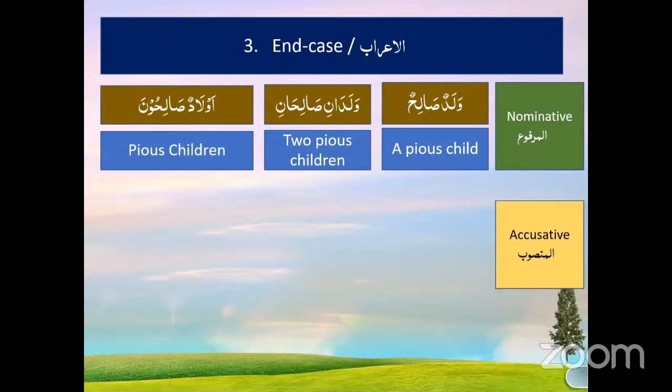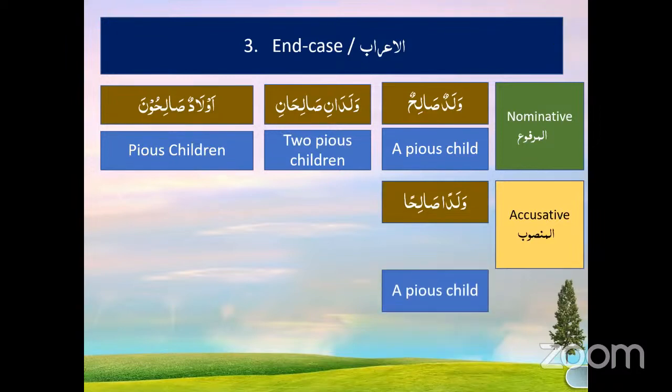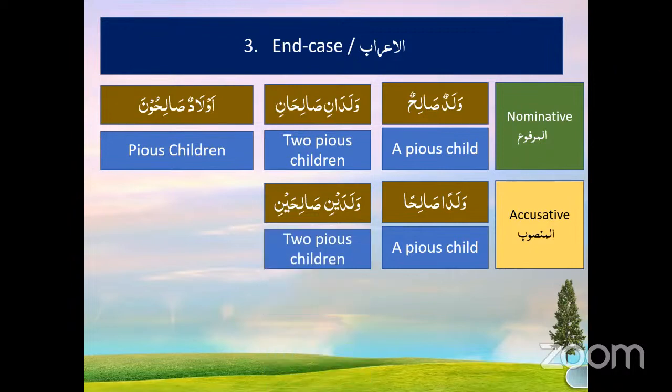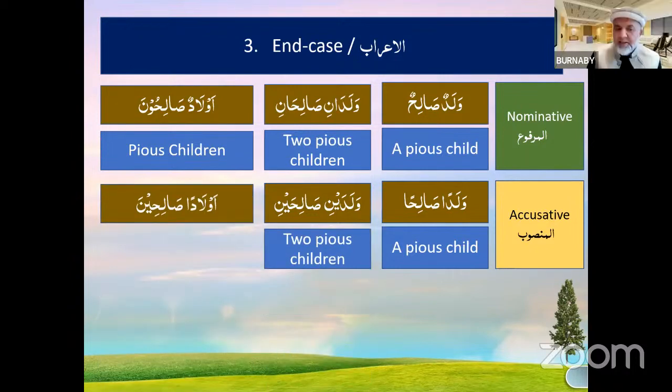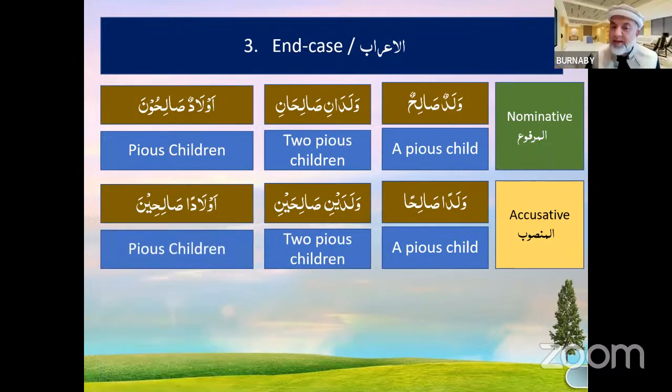All right. Now look at the Nasab version. Waladan Salihan. Agree? Okay. Waladaini Salihaini. Dual, yeah. And Auladan Salihina. Now, I don't want to get into the number game now because this should come to you by default, because we have done this many, many times.